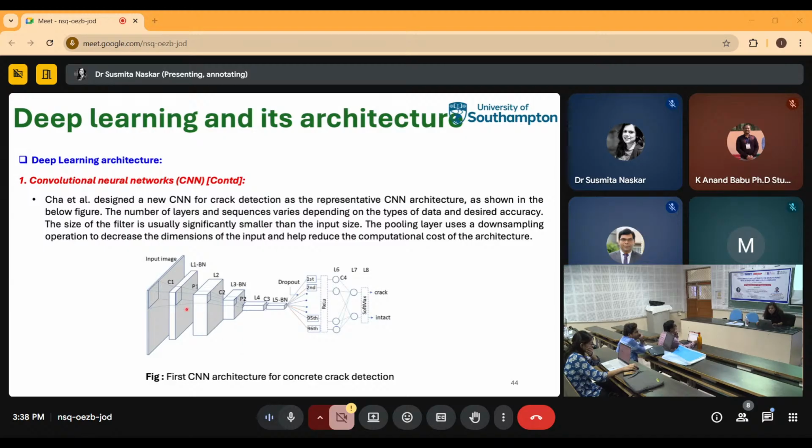If you look at this particular image here, first you input the image. The process begins with an image of a concrete surface, and this image contains patterns of cracks or intact areas that the network needs to classify. Then the convolutional layers do their work. You can see they have C1, C2, several convolutional layers to extract increasingly complex features from the image. Each layer applies small filters to capture local features, like edges and crack patterns. That's where each layer actually works.